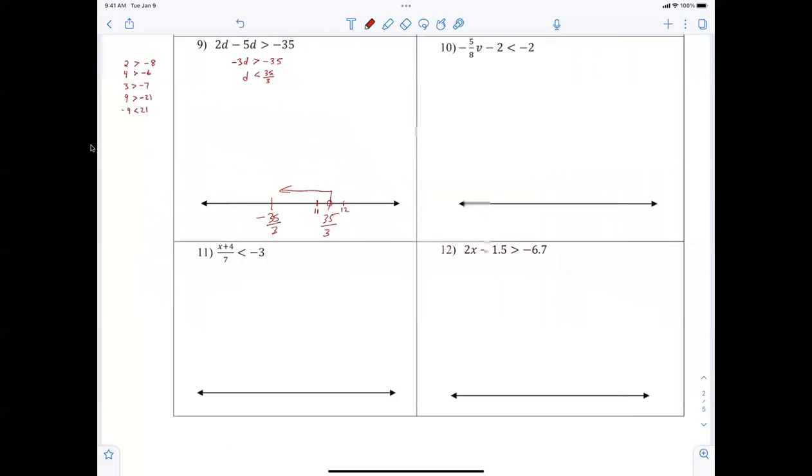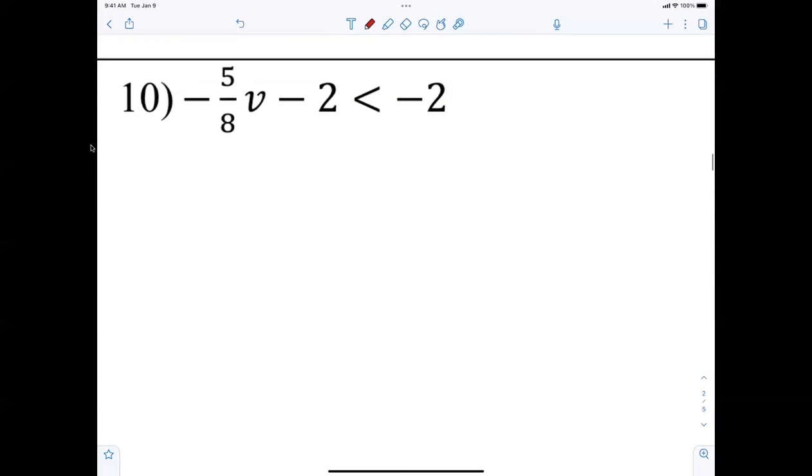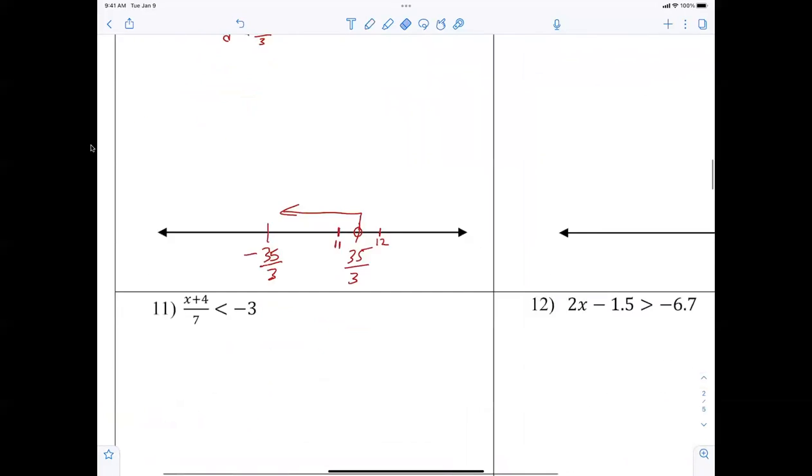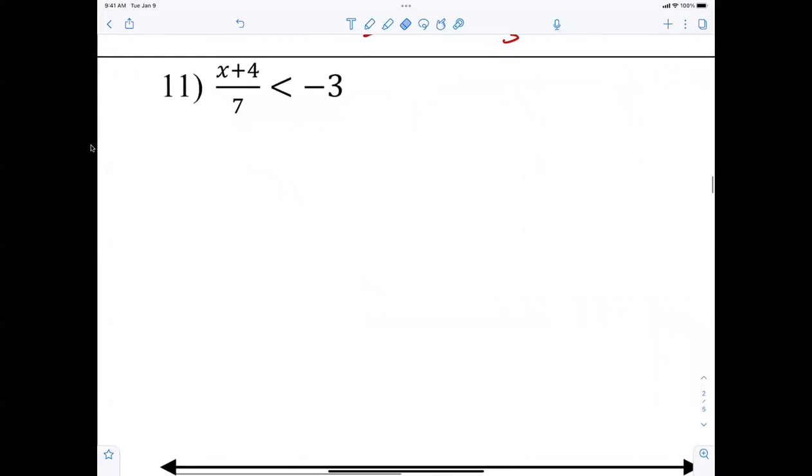All right, so now let's take a look at number 11. So what do I need to do on number 11? Multiply by 7. And then what? Okay, guys, now listen, please. Multiplying by 7, x plus 4 is less than what? Now, do I change the sign?